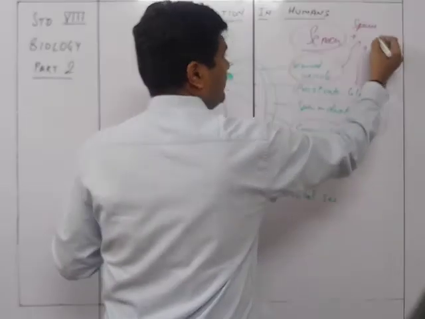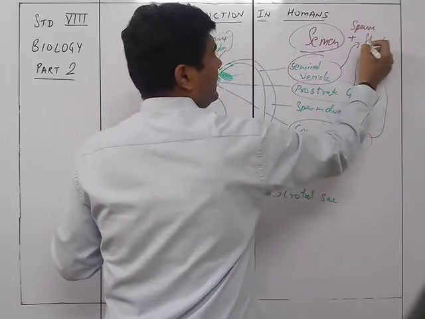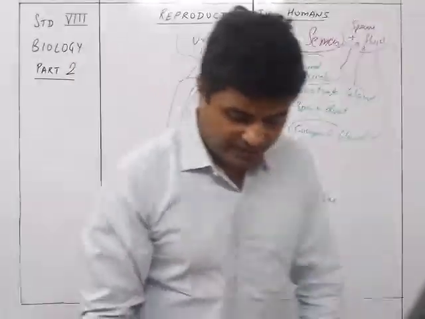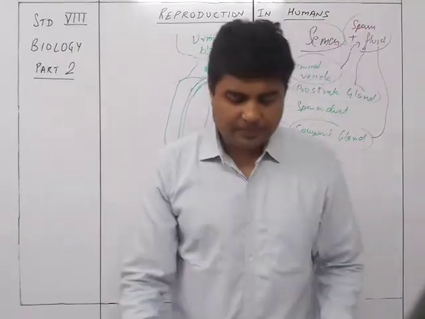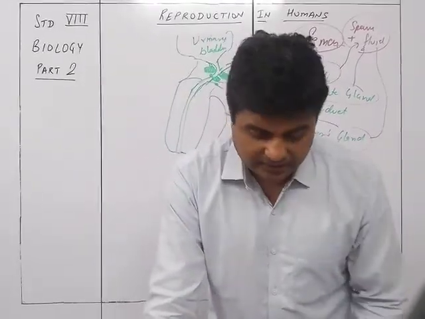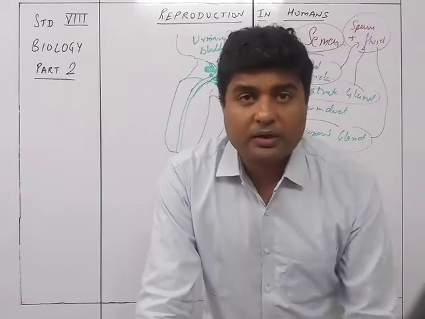What is formed by combining the fluids of these three glands with the sperm is called semen. So semen is the mixture of all those things. Now let's see the details written over here.